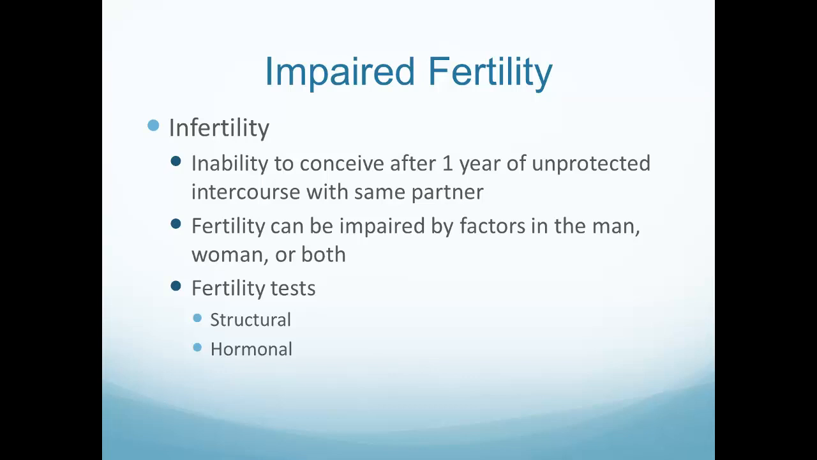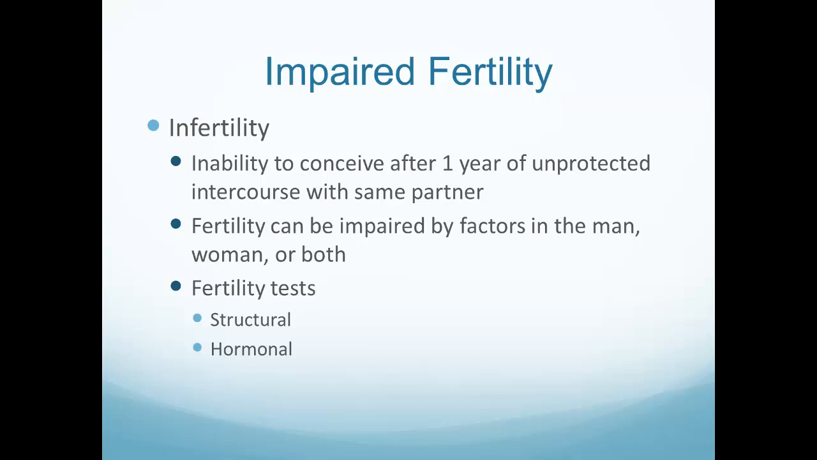Impaired fertility can also be a problem that occurs, and we define this as being the inability to conceive after a year of unprotected intercourse. Fertility can be impaired by a number of factors, so it can be something wrong with the male or the female or with both. So the male could have not enough sperm or could have slow sperm or immotile sperm. The women could have a number of different problems too, as far as what's happening in the fallopian tubes or producing eggs, or maybe not having a uterus that's able to allow for implantation to occur.